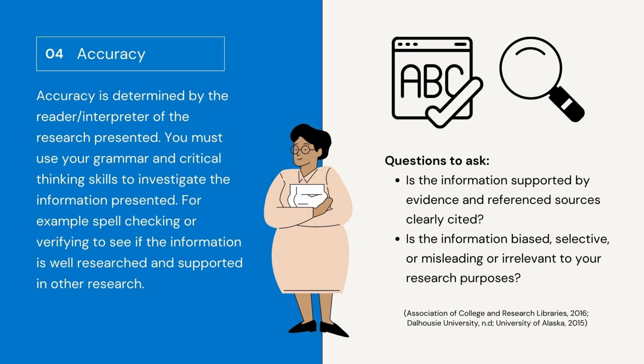Accuracy. Accuracy is determined by the reader or interpreter of the research presented. You must use your grammar and critical thinking skills to investigate the information presented. For example, spell checking or verifying to see if the information is well researched and supported in other research.